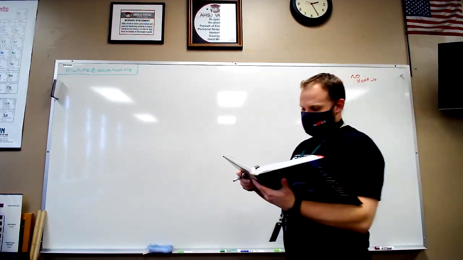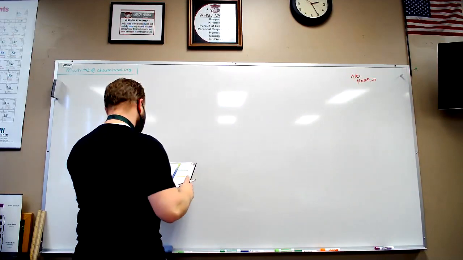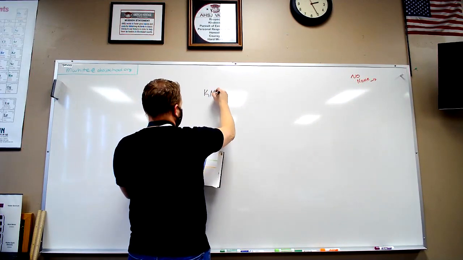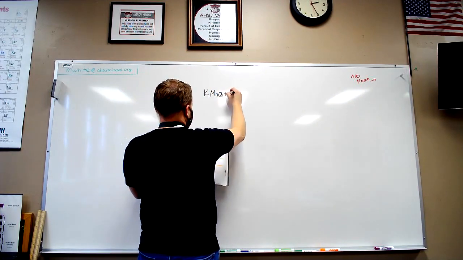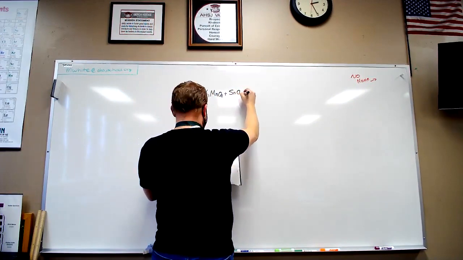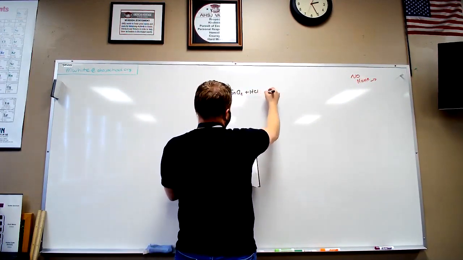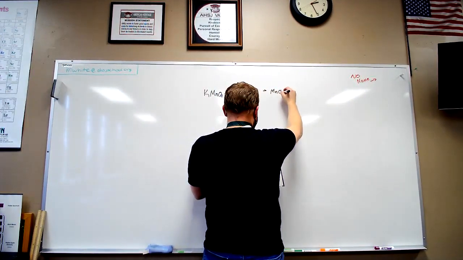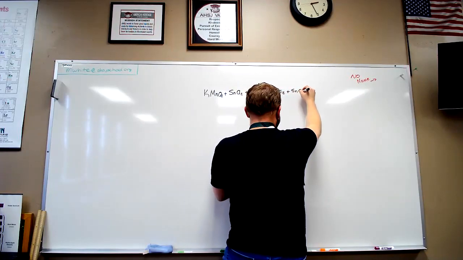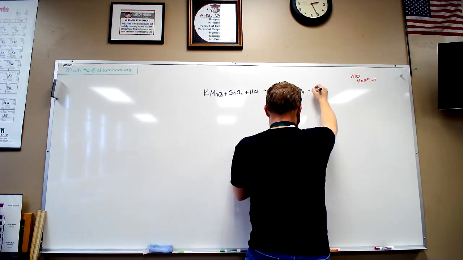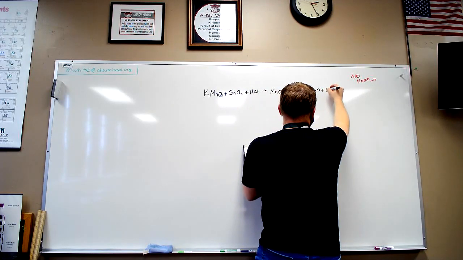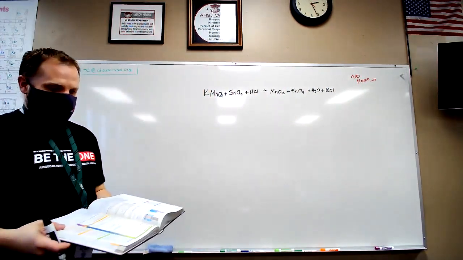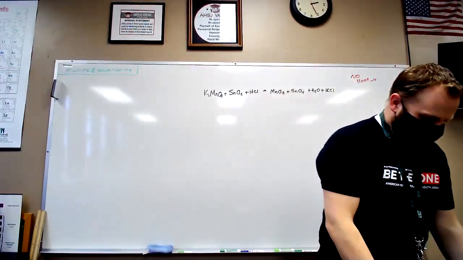All right, so it gives us this equation. So right off the bat, you can tell there's a lot going on. We have 7 different things. Okay.